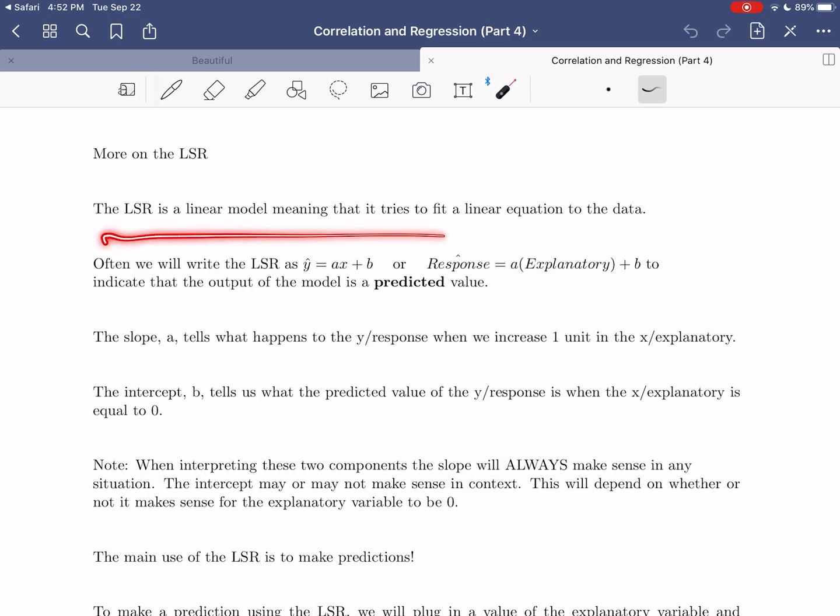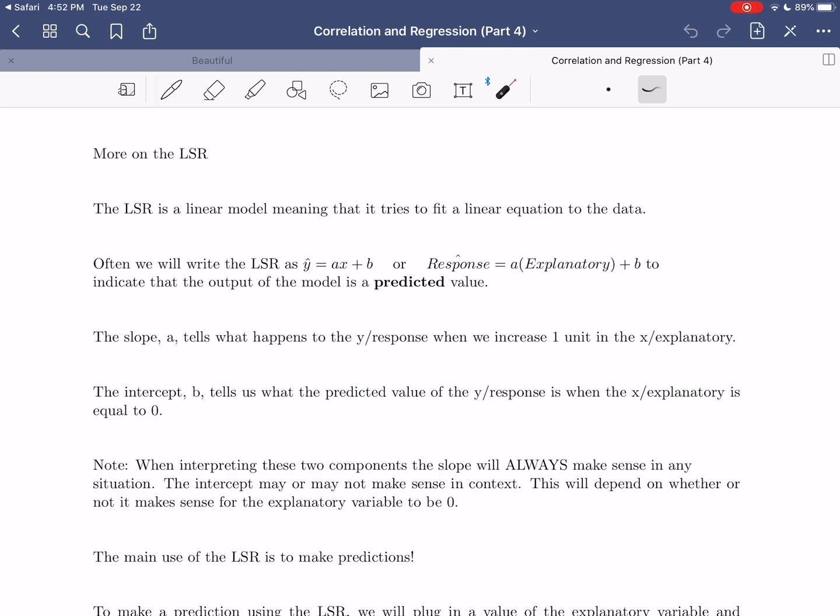So remember, the LSR is a linear model, meaning that it tries to fit a linear equation to the data. If you recall from the previous video, we saw an example where after we had constructed the LSR equation from the calculator, once we graphed it on the scatter plot, it did indeed go through the general pattern of the data, fitting the data as best as possible.